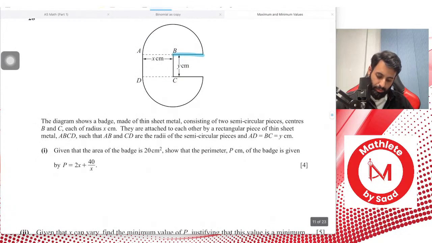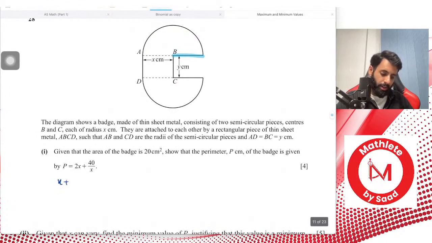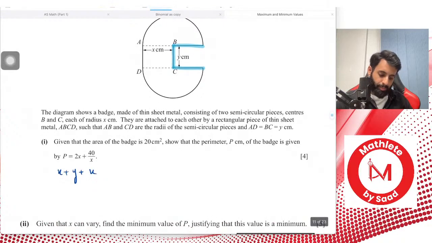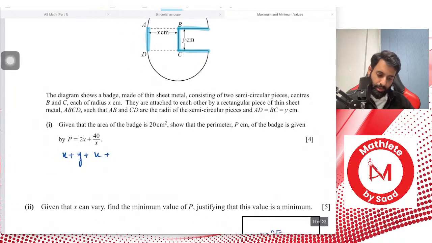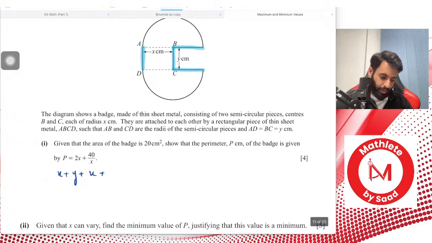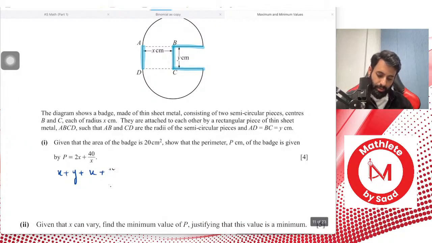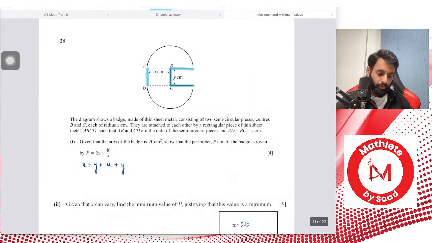So x plus, and then we go with this length, which is y, plus this length, which is also x, plus this length right here, and that's actually this length, so it's also equal to y, so plus y. And then we're going to take the circumference into consideration, the circumference of the circle.